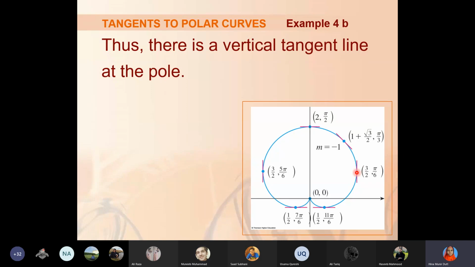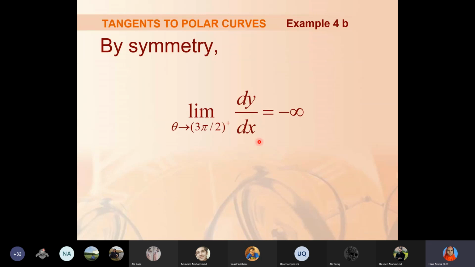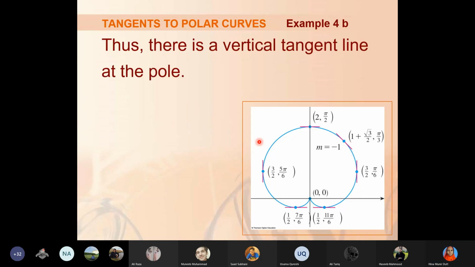Okay ma'am. So at theta equal to 3 pi by 2, there is a vertical tangent. It is 3 pi by 2 only. Yes. Where is 3 pi by 2? Here.